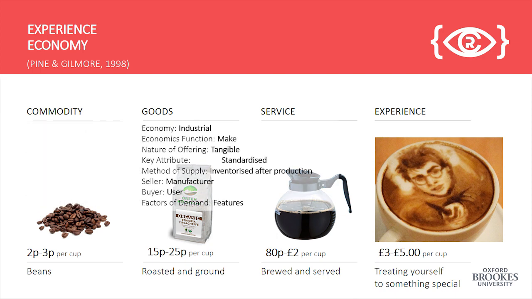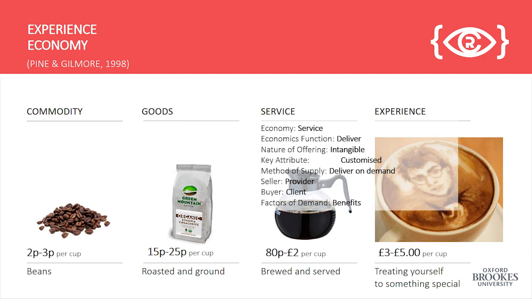Whereas in a goods economy, which is the industrial age, we make products that are tangible, standardized, inventoried, manufactured. The buyer is called a user, and the factors of demand are not characteristics but features. We can see that reflected in the price. Coffee beans are cheap, and even if they are fair trade, they're still very cheap. Then assembled goods, ground coffee, Italian roast, whatever flavor, is a little bit more expensive.